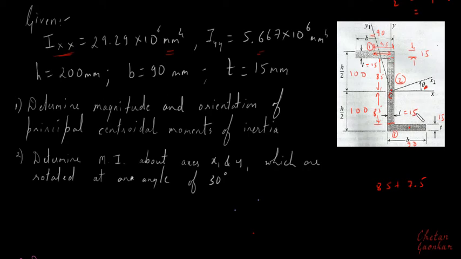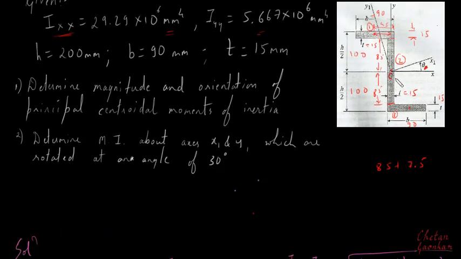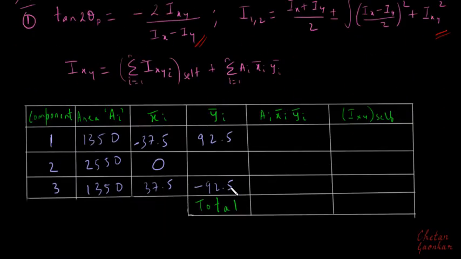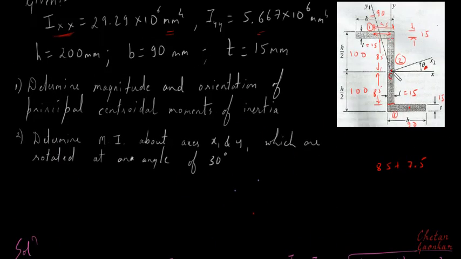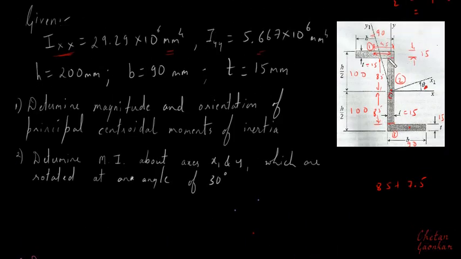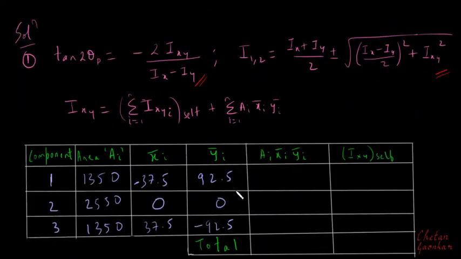Whereas in the fourth quadrant this value will be negative, so it will be minus 92.5 for y bar 3, the distance between the centroidal x-axis and the centroid of the third component. It is a minus value since it is in the fourth quadrant. And again the y bar 2 value will be 0, because the centroid of the second component passes through the x-axis.